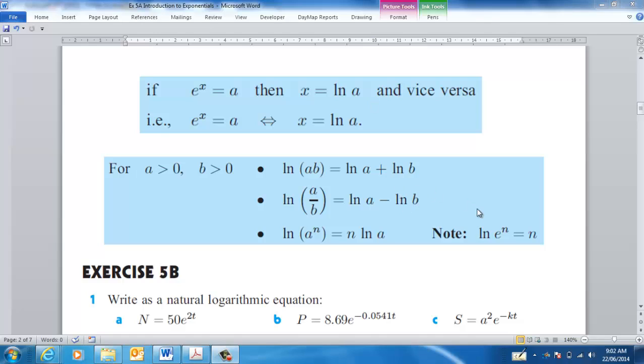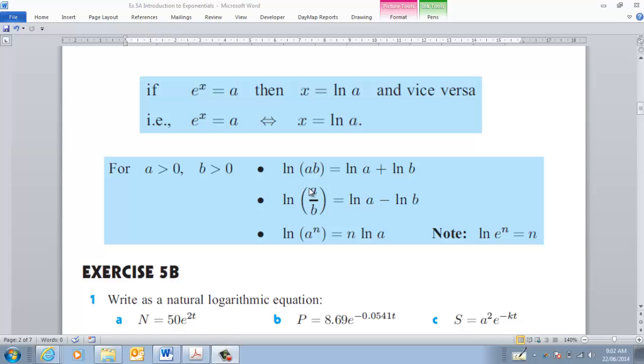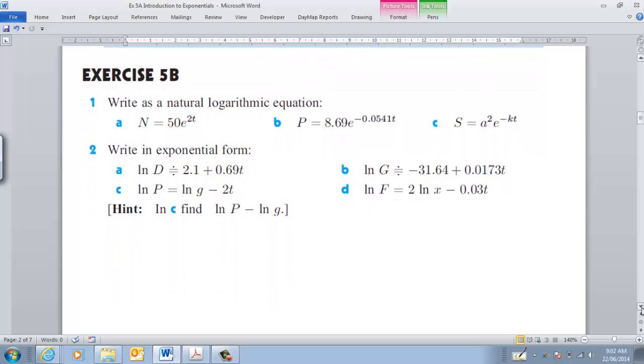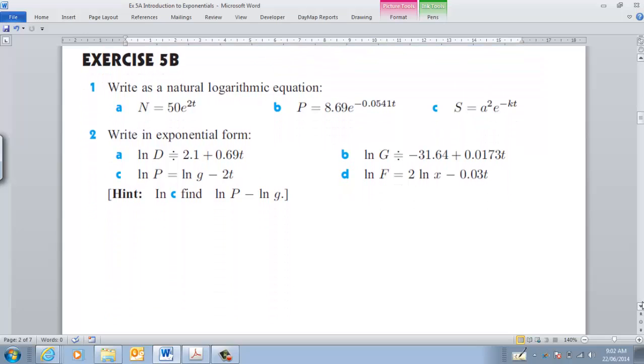The laws that we use for logs are the same as what we used last year. If we were looking at ln of ab, then it simply becomes ln of a plus ln of b. ln of a divided by b equals ln of a take ln of b, and this is a way of solving for a power. Remembering logs is simply something that we generally use to solve powers. This chapter we're going to be looking at is exercise 5B, so we're going to use some of these laws to do that.